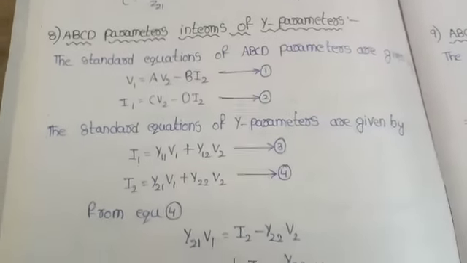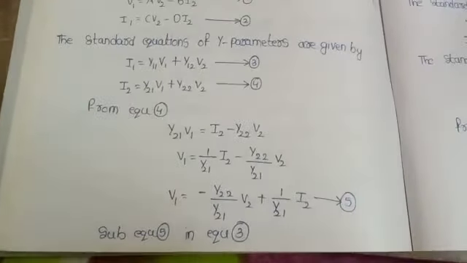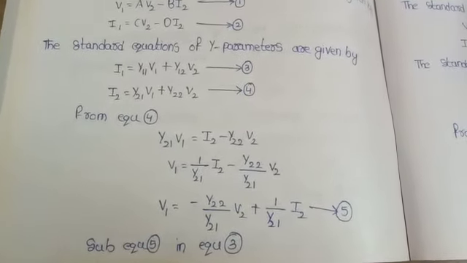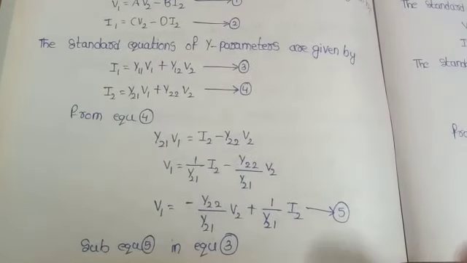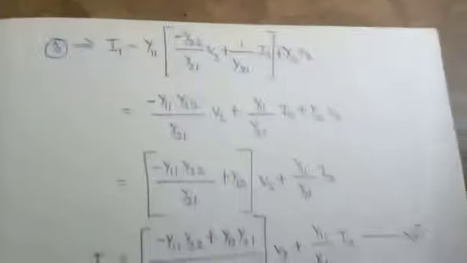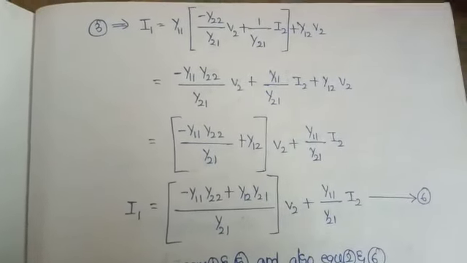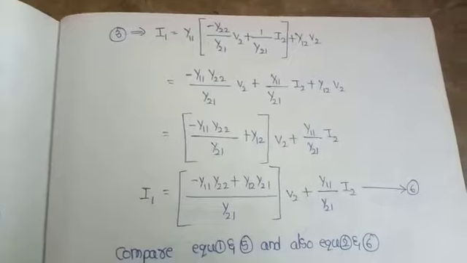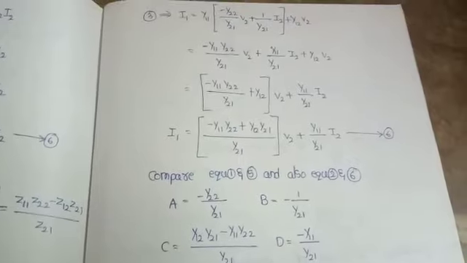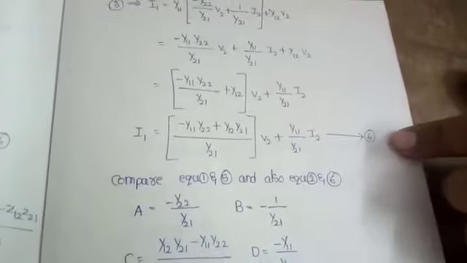As usual, the remaining derivation is from equation 4: Y21 V1 equal to I2 minus Y22 V2. Therefore V1 equal to 1 by Y21 I2 minus Y22 by Y21 V2. That may be expressed as equation 5, and we substitute this equation 5 into equation 3. So we are getting the I1 value: Y11 multiplied by minus Y22 by Y21 V2 plus 1 by Y21 I2, plus Y12 V2. Expanded, we are getting delta Y by Y21 V2 plus Y11 by Y21 I2. This is termed as equation 6.